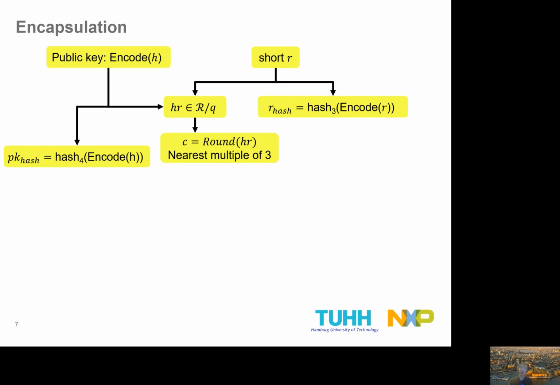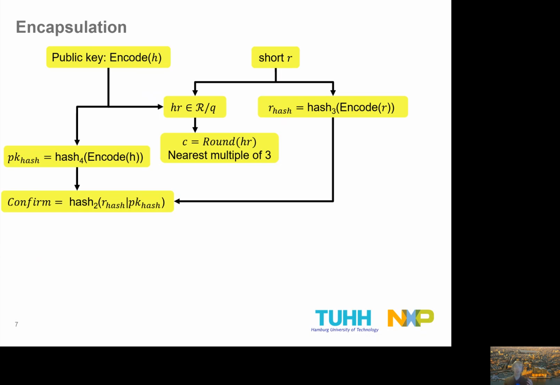We also encode the short polynomial r and hash that to get r hash. These two hash values are then concatenated and hashed once again to create the confirmation hash. Then we take the polynomial C, encode it into a byte string, and append the confirmation hash to generate the ciphertext C.